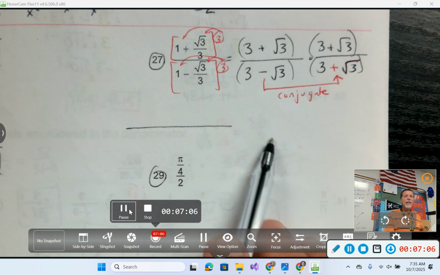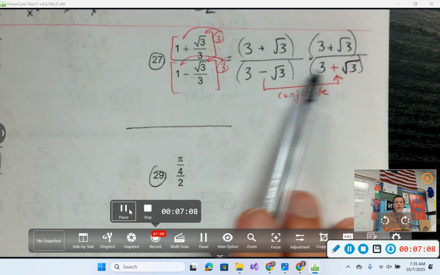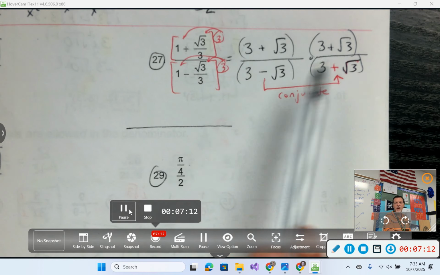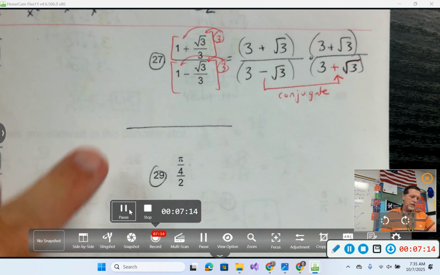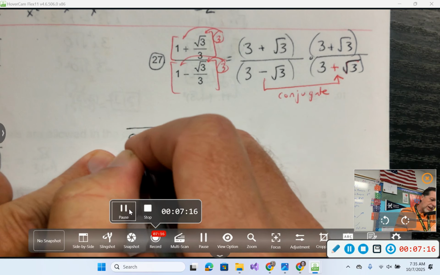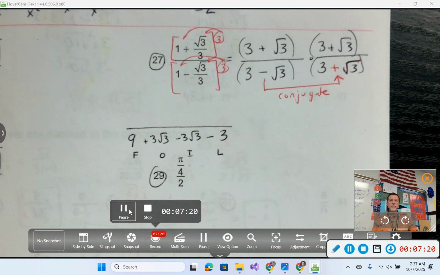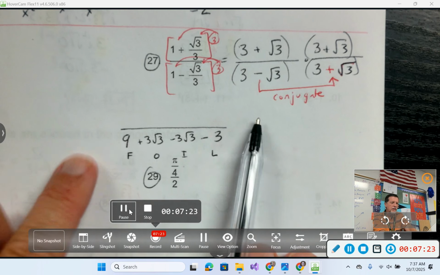So when I do this, I like to do the denominator first to make sure I did this right, because the square root should go away. The top will be uglier, but that's fine. I need the bottom to be cleaned up. So first is 9. Actually, let me press pause again. Okay, so there's that denominator.